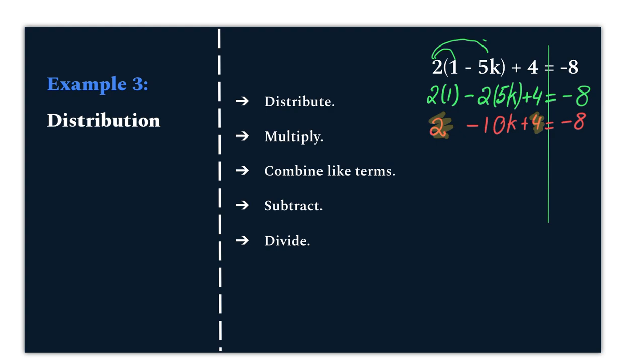Combining like terms, both are positive. That means 2 plus 4 equals 6. We're going to rewrite the negative 10k and the negative 8 as well. So now we are moving to subtracting 6, which will be an inverse operation to isolate our variable. Subtract 6 from both sides.